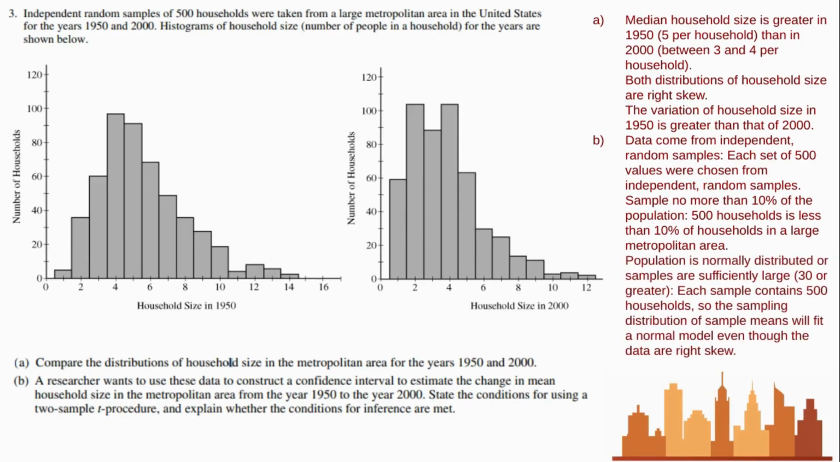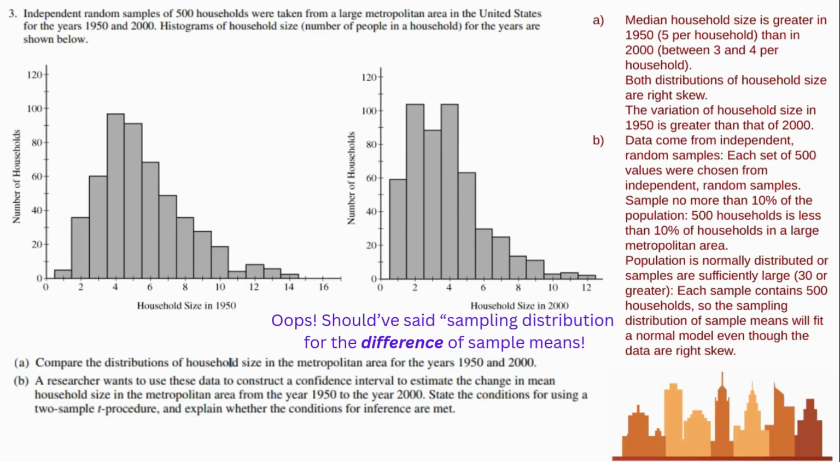The population is normally distributed or samples are sufficiently large, that is 30 or greater. That is the third condition, and this is satisfied because each sample contains 500 households, so the sampling distribution of sample means will fit a normal model even though the data are right skew.